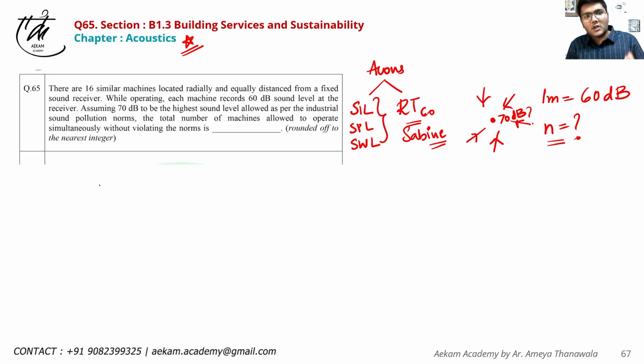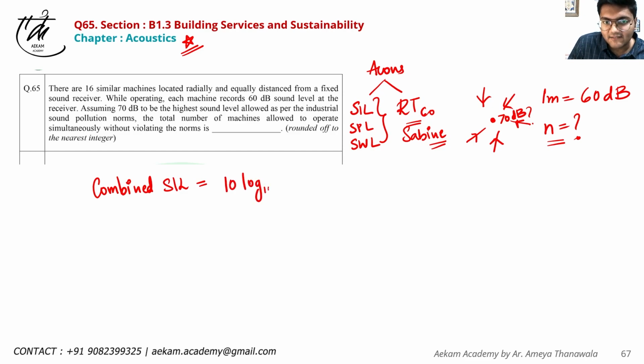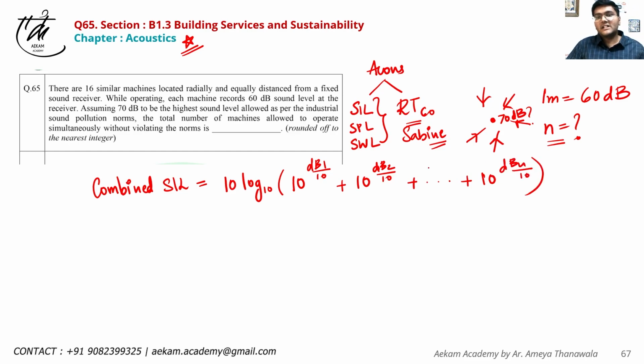There's a direct formula to this. So the combined sound level is given as 10 log to the base 10, which is your normal logarithm with base 10, of 10 raised to dB1 by 10 plus 10 raised to dB2 by 10 plus, it's a series, with the nth term being 10 raised to dBn by 10. Where dB1, dB2 are your different sound sources. Say there are two sound sources of 6 and 10 decibels, so you'll be writing 6 by 10 and 10 by 10.